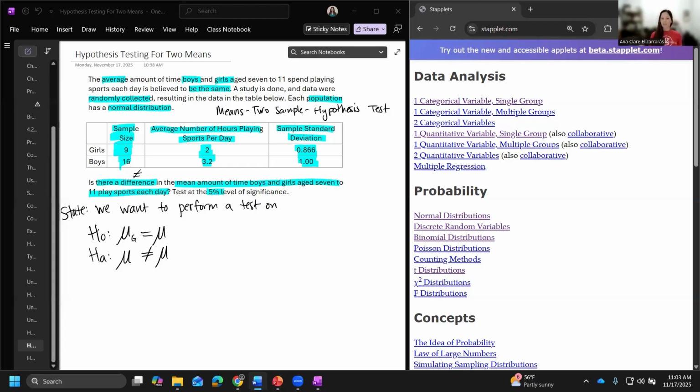And we need to identify what it is that we're talking about. What does mu g and mu b mean? And so we need to say where mu g is the average number of hours girls age 7 to 11 spend playing sport each day.